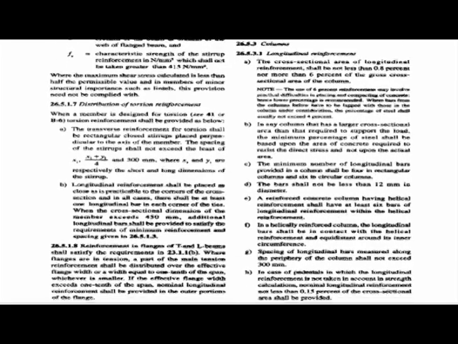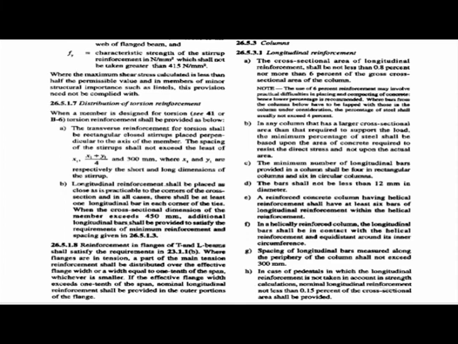in column: minimum 0.8% of gross cross-sectional area, and maximum 6%. Minimum diameter of bar in column is 12 millimeter. Spacing of longitudinal bars measured along the periphery of the column shall not exceed 300 millimeter. So like that, you have all the calculations and all the things available in the code that you have to follow, so that it will be clear to all of you how much reinforcement you actually give.